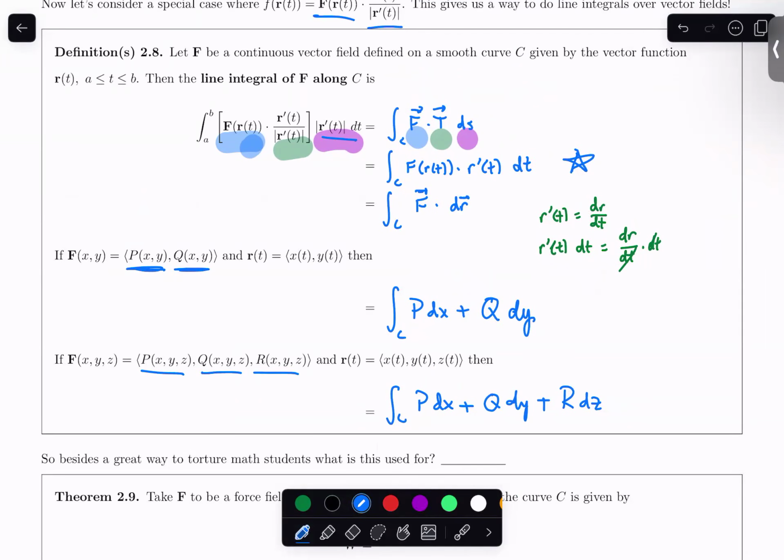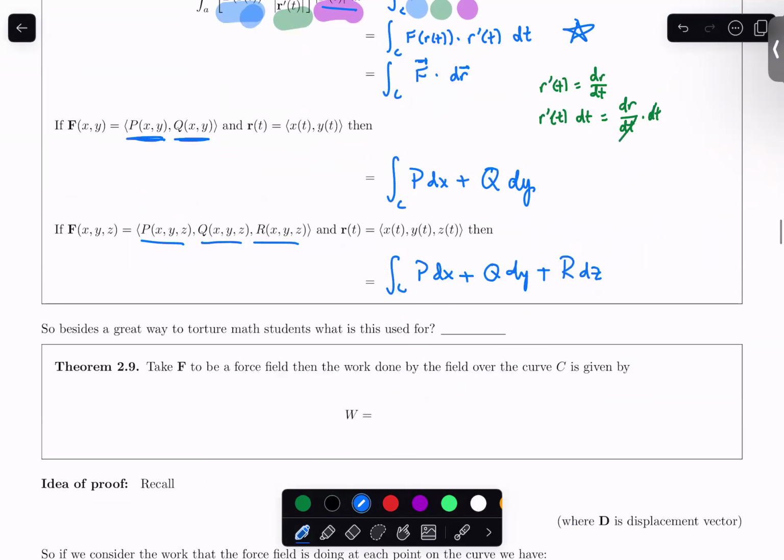But before we get to that, I mentioned here, besides just a great way to torture math students, what is this really used for? Why make this definition here? And the answer is the work. So work done by a vector field. How much work does a vector field do? How much work does a gravity field do or an electromagnetic field do? Anything like this.